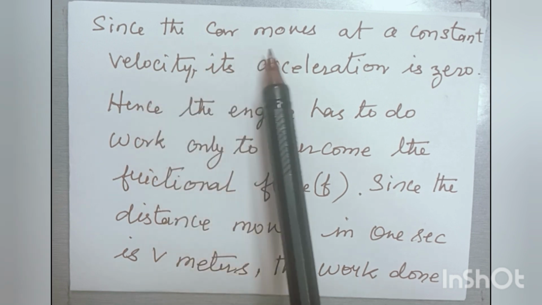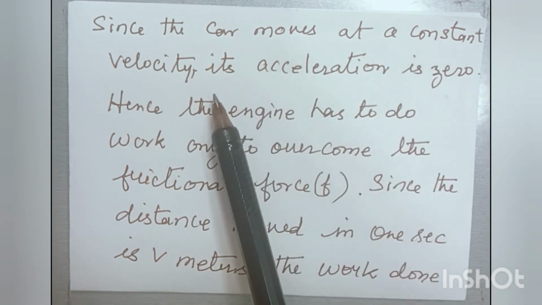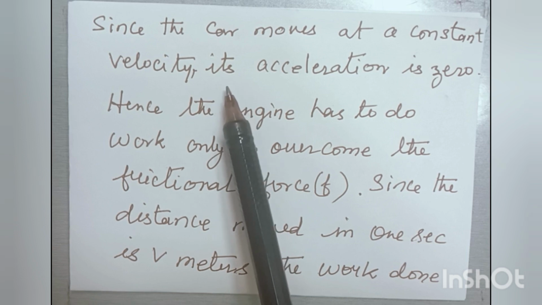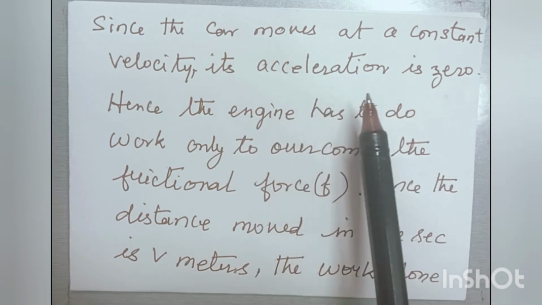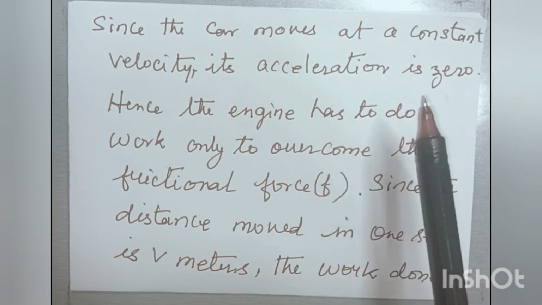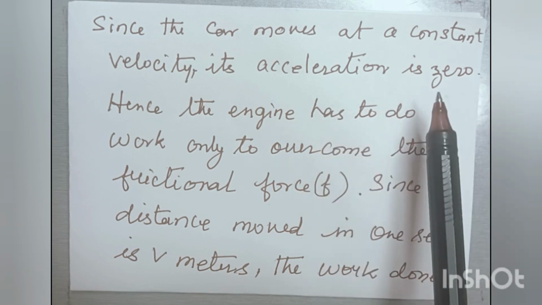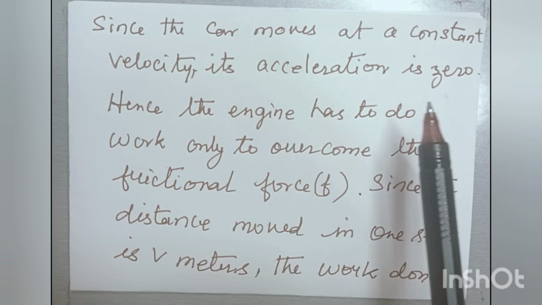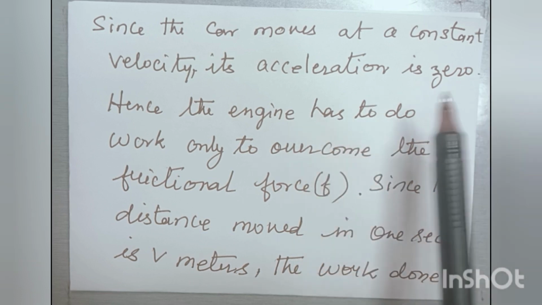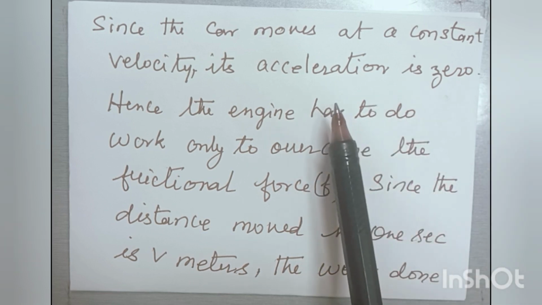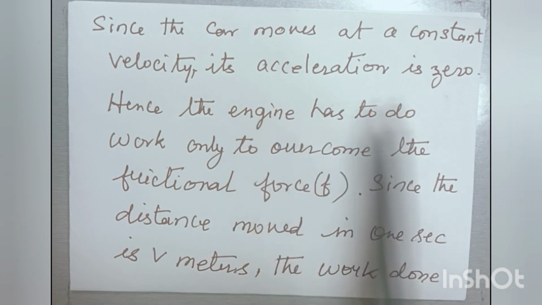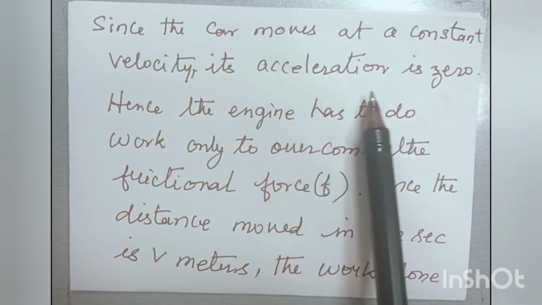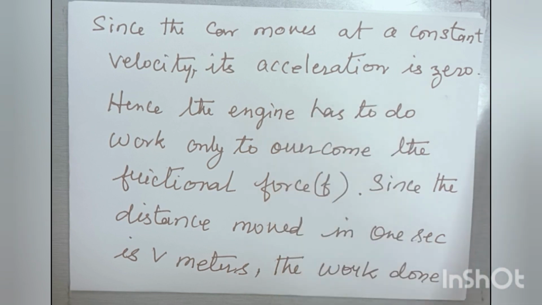Since the car moves at a constant velocity of 5 meters per second, its acceleration is 0. So the car is not accelerating, it is moving at a constant velocity of 5 meters per second. In the second second it moves 5 meters, in the third second it moves 5 meters. If there were acceleration, the speed would increase, but there is no increase in speed. It is always moving 5 meters per second uniformly.